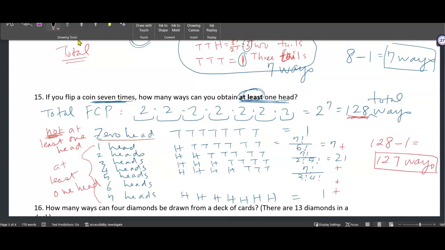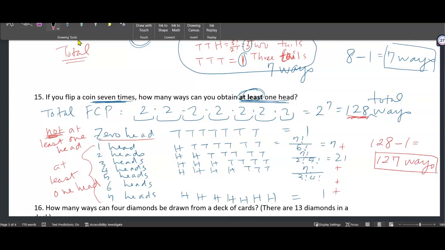So that might be a little faster than adding up the 7 plus the 21 plus, okay, I didn't even finish counting the other one. That just takes way too long. But you can do it if you want. If you do it the longer way, doing all the other 7 cases and adding them up together, you will also get 127 ways.